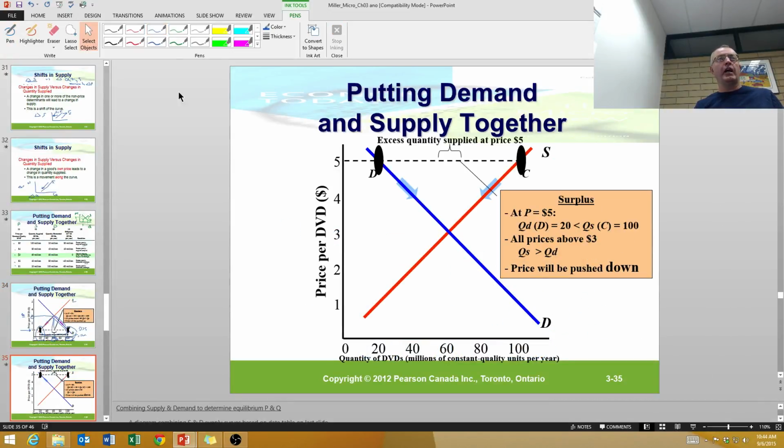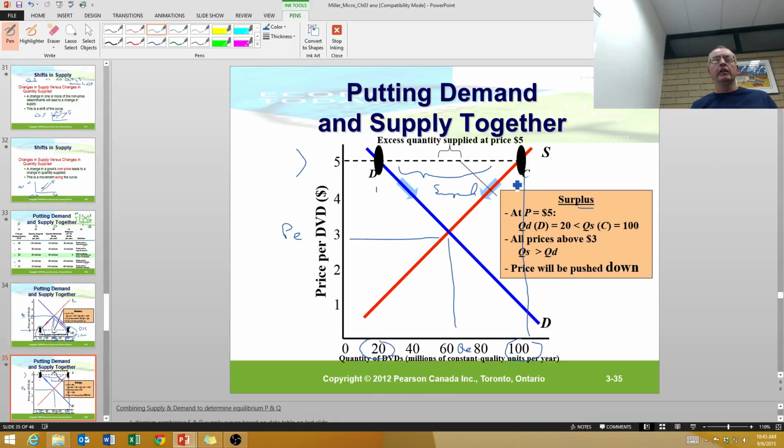And then sort of the opposite happens. So here's our equilibrium price here, P3, and here's our equilibrium quantity here, QE. If by chance the market price happened to be higher than the equilibrium price, then what happens? We're going to have suppliers willing to supply 100 million units, and potential buyers are only going to be willing to buy 20 million units. So we're going to have this surplus in the market. We're going to have a surplus of 80 million units.